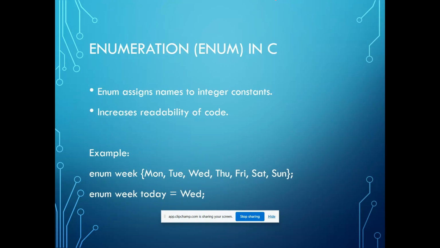Now coming to the enumeration. Enumeration makes your code readable by giving names to numbers. If you are seeing here, enum we have defined, right? Enum week 0, 1, 2, 3, 4, 5, 6. So in place of 2, if you define today is equal to 2, what has come? Wednesday. So it's much easier to understand because you have defined 2 as a number with some kind of name here. So it has come as Wednesday.